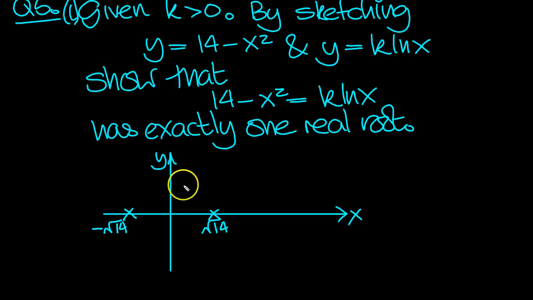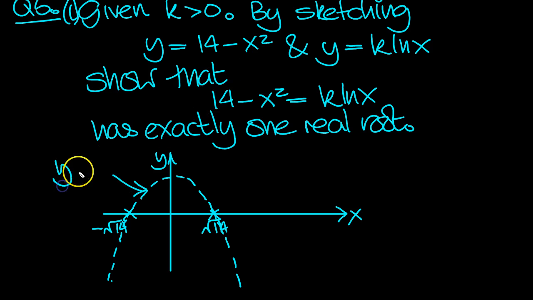So here's our curve. I'm going to use a dashed line because it's a digital pen and it's difficult to draw accurately. When x is 0, it goes up to 14. So it's quite steep, and then it comes around like so. And it comes around and down here, the same as the other side, symmetric. Okay, so that's y equals 14 minus x squared, and the highest point here is 14.